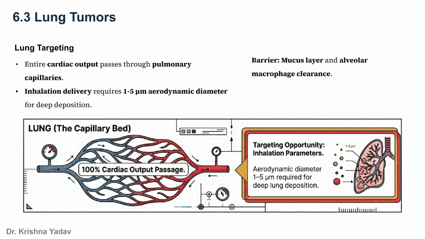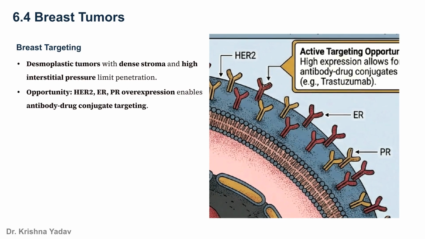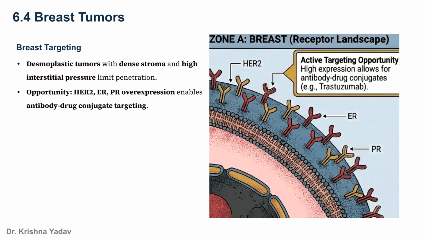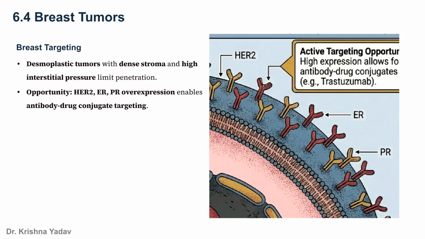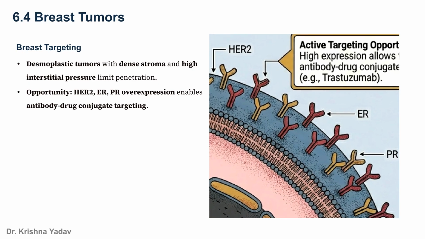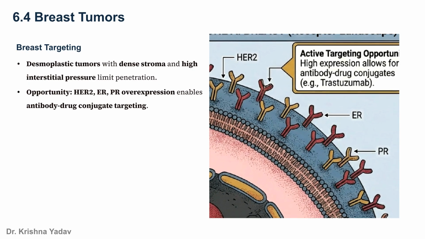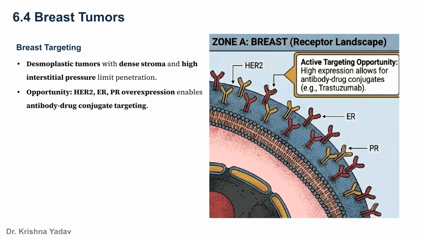Lung tumors present a challenge due to the mucus layer and alveolar macrophage clearance. Inhalation delivery requires particles with a specific aerodynamic diameter of 1 to 5 micrometers for deep deposition. Breast tumors are often desmoplastic, featuring dense stroma and high interstitial pressure, limiting drug penetration. Targeting opportunities exist with HER2, ER, or PR overexpression, enabling antibody-drug conjugate strategies.